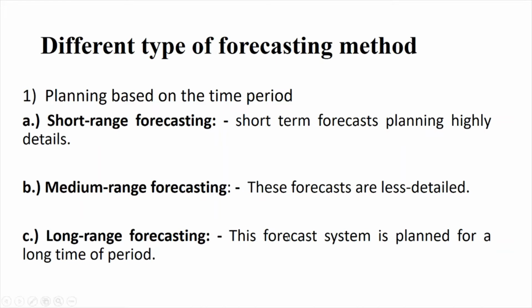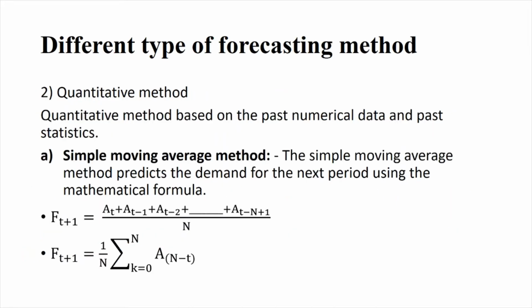Long range planning. This forecast system is planned for a long period of time. Taking an example, an organization wants to open new stores in some city, so the organization will need to know about consumer behavior, like buying a product and other things.